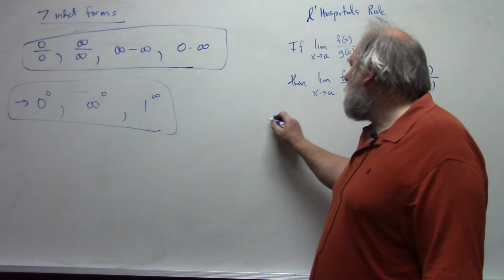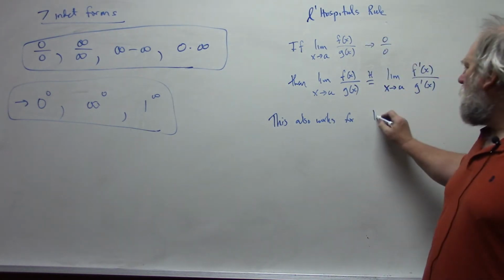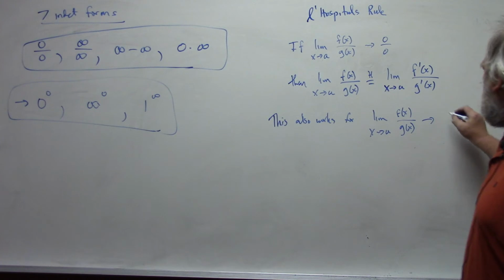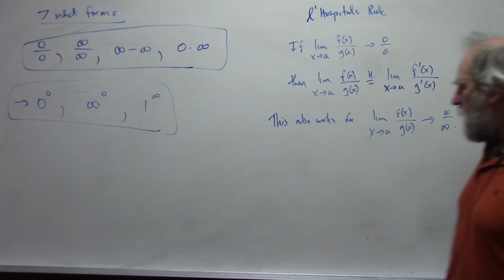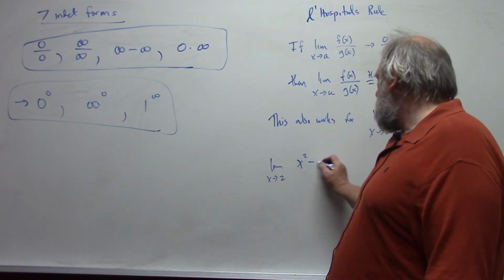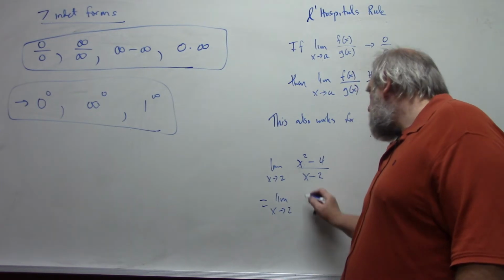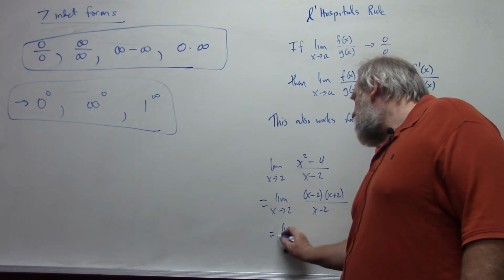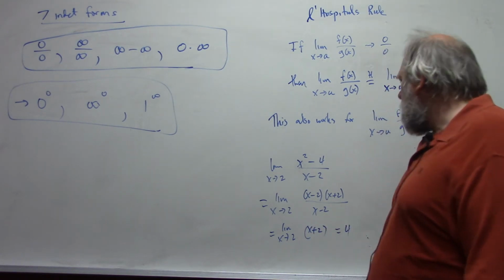This also works for the limit as x approaches a of f of x over g of x approaching an infinity over infinity form. Okay? So, for example, limit as x approaches 2 of something that we did previously, something very simple, x squared minus 4 over x minus 2. Previously, we had to use algebra, x minus 2 times x plus 2 over x minus 2, which then reduced. This becomes just plain old x plus 2, and so my limit is 4.